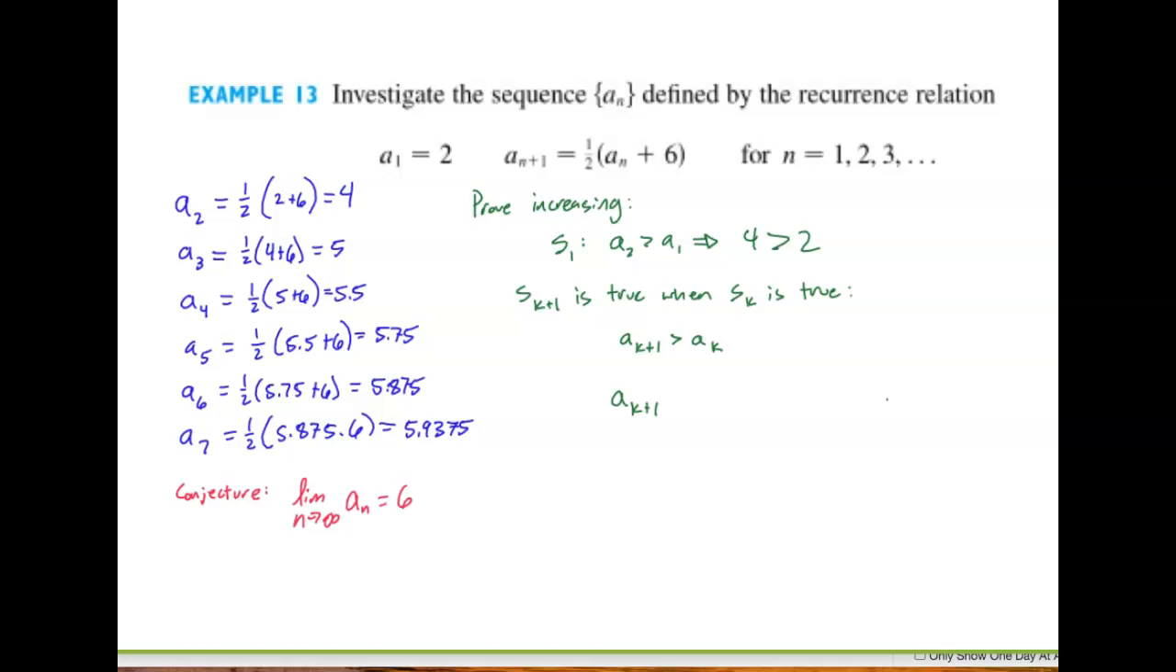So a sub k plus 1 plus 6 would then be greater than a sub k plus 6. And then I'm going to multiply by 1/2, so that inequality would still hold. So all I did was add 6 to both sides and multiply by 1/2. We'll notice that this is the formula for what term? Look back up here. Maybe it's easier if we start on the right. 1/2 times the quantity a sub k plus 6. Wouldn't that just be the definition of a sub k plus 1? So I can replace the right-hand side with a sub k plus 1.